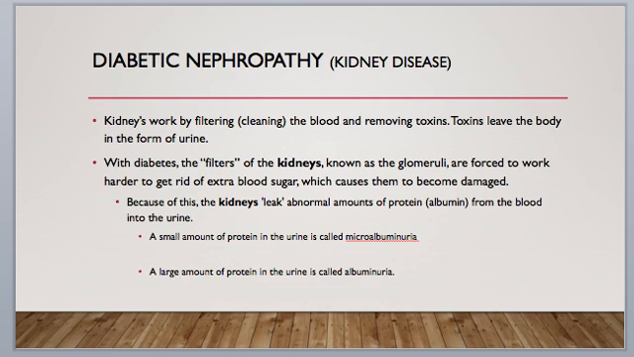Next, we will review diabetic nephropathy, also known as diabetic kidney disease. Kidneys work by filtering or cleaning the blood and removing toxins. Toxins leave the body in the form of urine. With diabetes, the filters of the kidney, known as the glomeruli, are forced to work harder to get rid of the extra blood sugar, which causes them to become damaged.